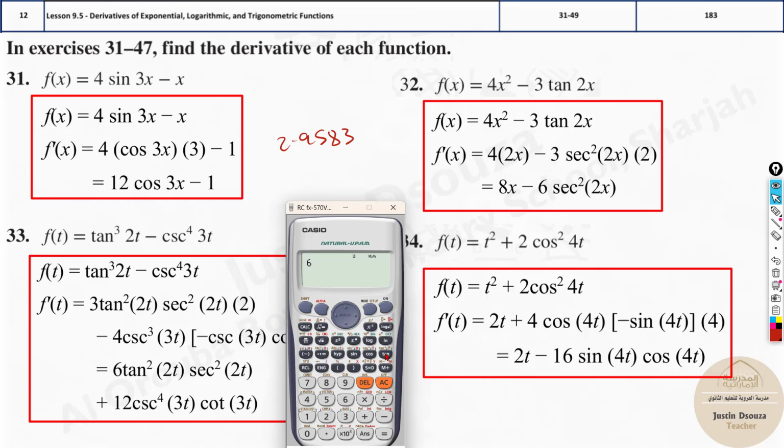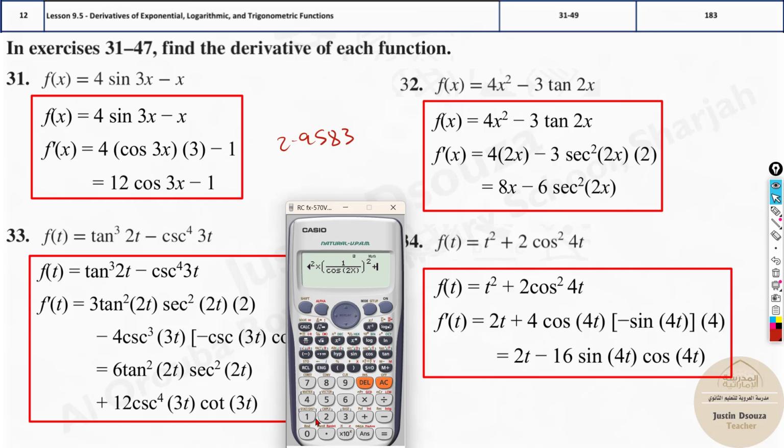Now 6 tan. Now it's squared, so I'll use the bracket right now. Tan 2x. And then square it up. Okay, now I have to use another bracket and now square it up. That was the issue I had got just a while ago. Closing the brackets was the issue. And then secant. So open the brackets. What is secant? It's 1 by cosine 2x. And now it's squared, so I need to close the bracket and square it up.